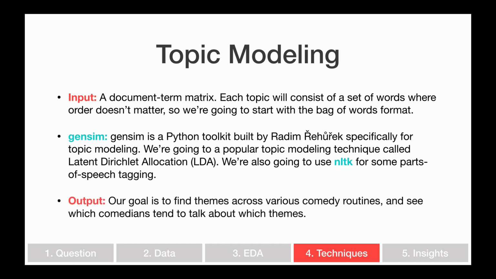And then the output of topic modeling is to find various topics throughout all the text. If you've been following along with this tutorial, I'm looking at different comedy routines, and what I'd like to see is, for every comedy routine, what are the different topics that the comedians are talking about. So what I'm going to see at the end is what are all the topics that the comedians are talking about, and then for each comedian, what are the topics they talk about.